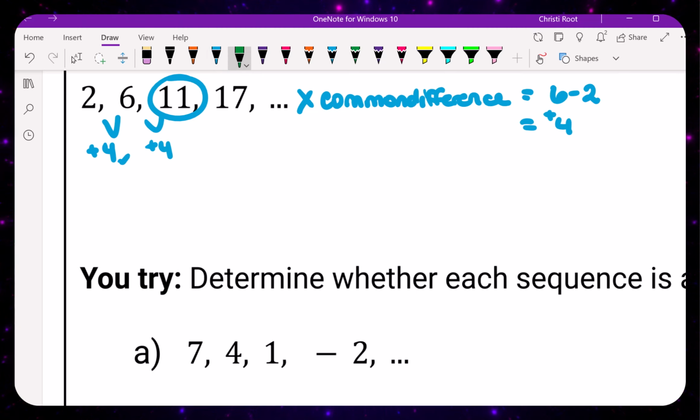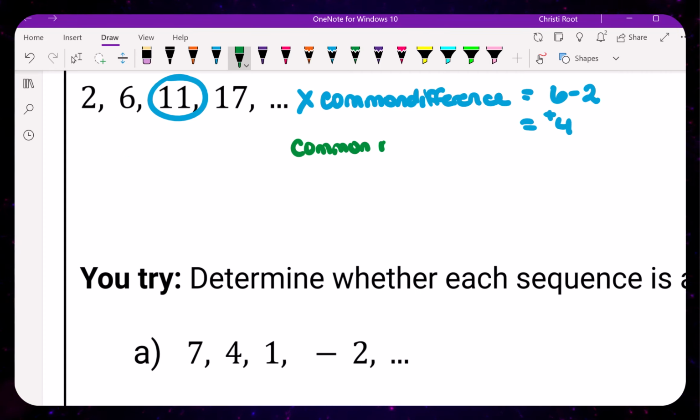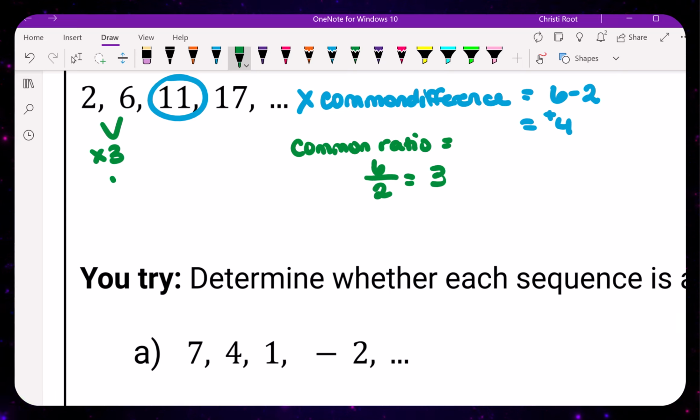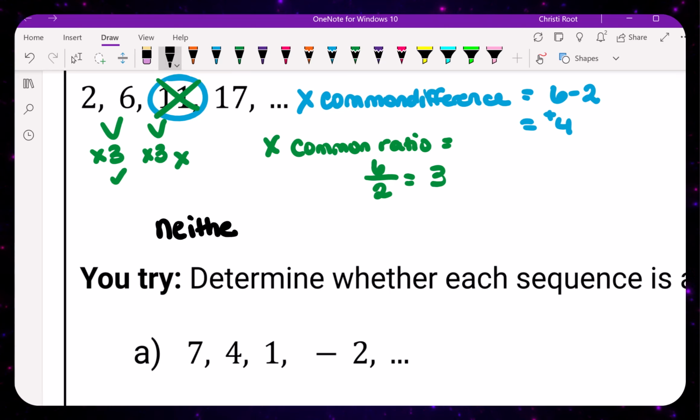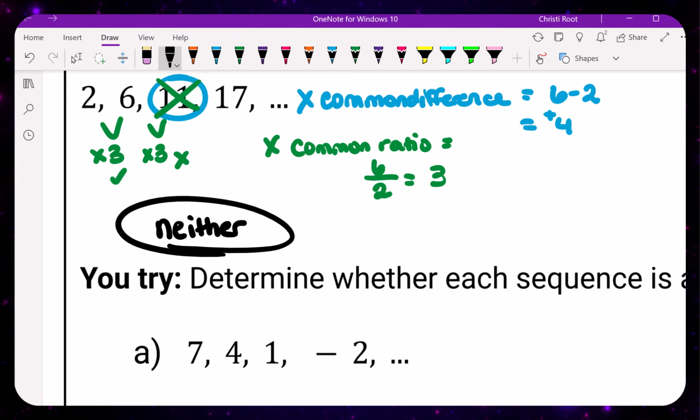So if you look at this, let me go ahead and erase. So the common ratio, I'll just prove it to you this time. So the common ratio is going to be 6 divided by 2. So that's 3. Am I multiplying by 3 on the first two? Yes. This is why you need to verify. Times 3, that is supposed to be 18. That does not work either. So I don't have a common difference. I don't have a common ratio. So number 2 is neither arithmetic or geometric.